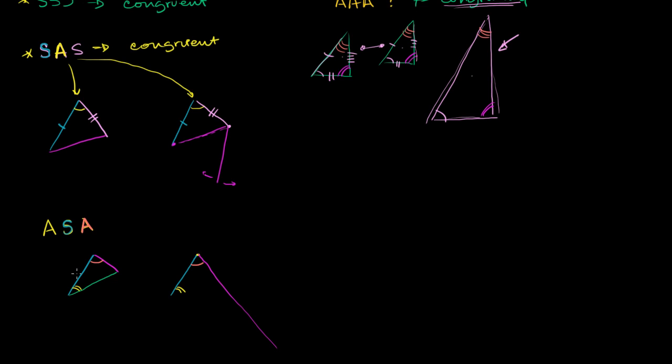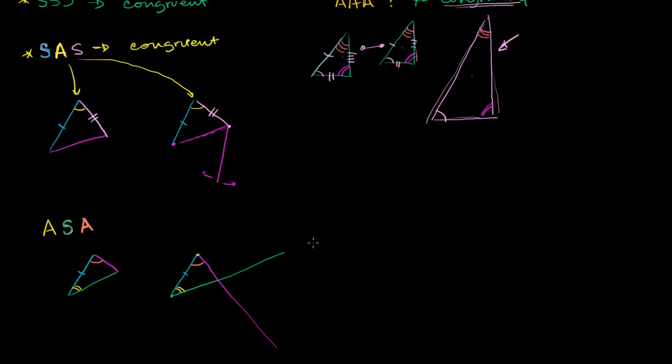And actually, let me mark this off too. So this is the same as this. So that side can be anything. We haven't constrained it at all. And once again, this side could be anything. We haven't constrained it at all, but we know it has to go at this angle. So it has to go at that angle. Once again, there's only one triangle that can be formed this way.